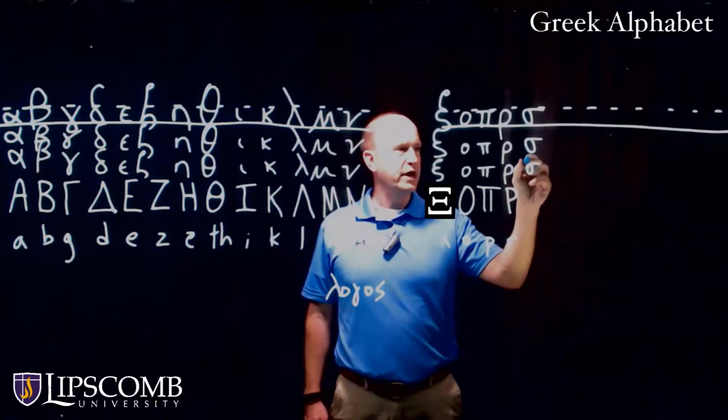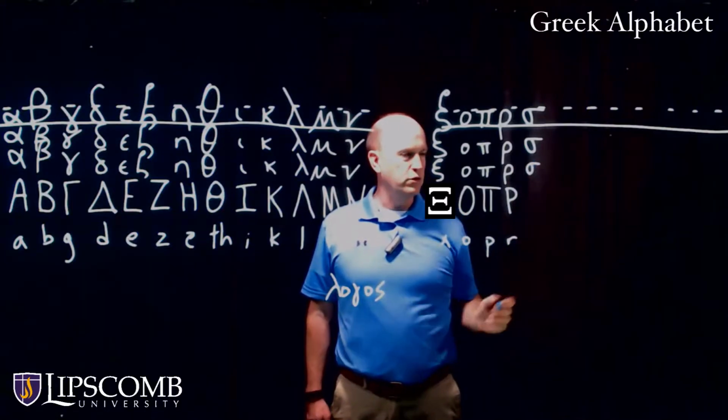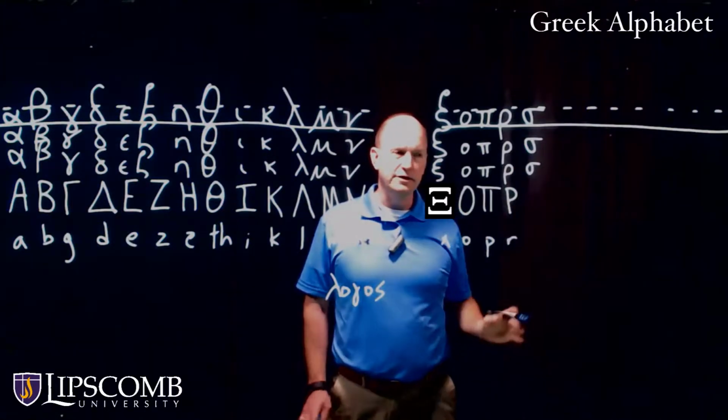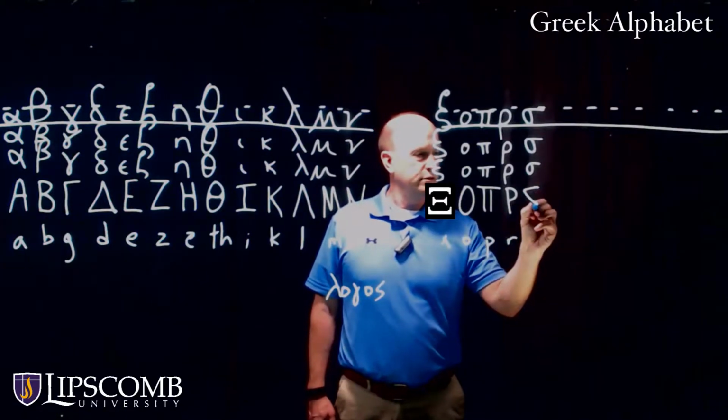So it'll take some practice. So just kind of make a loop and then go across. Don't do a circle with a line. It looks really sloppy as you get going. The capital looks like this.